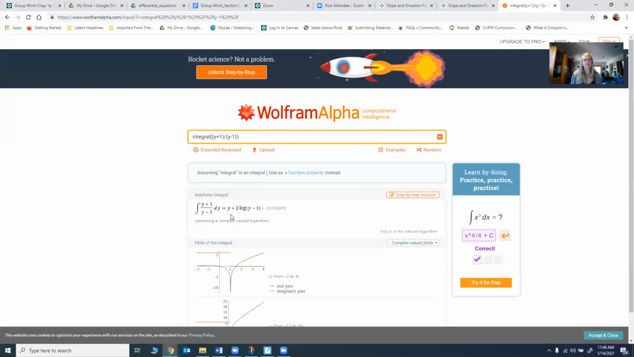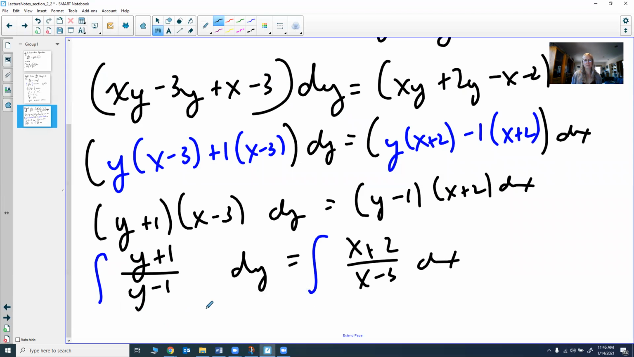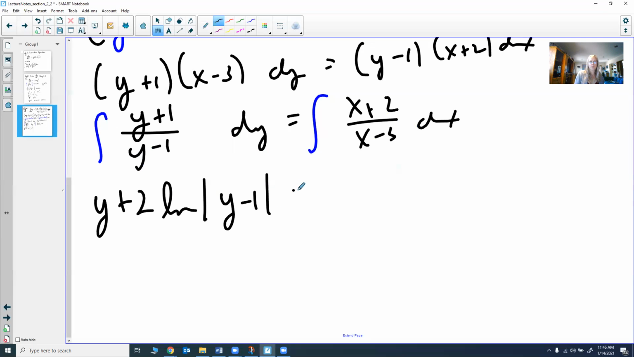So Wolfram Alpha tells me that it's y plus 2 log of y minus 1. Actually, that's y plus 2 natural log of y minus 1. Wolfram Alpha uses log instead of ln. So we now can write that in there. And again, you can use technology for this. This is actually just using partial fraction decomposition to find that. So that's how you would find that integral. And so we get y plus 2 natural log. Remember, when you take the natural log, you have absolute value of y minus 1.